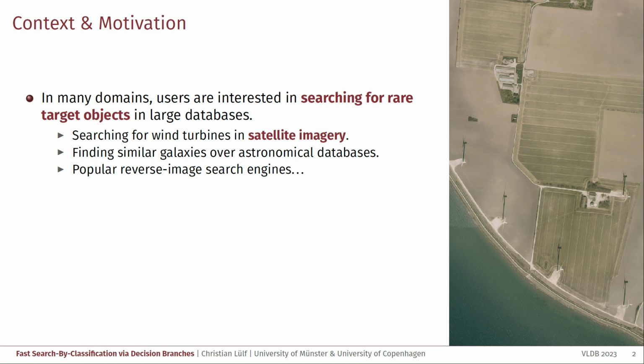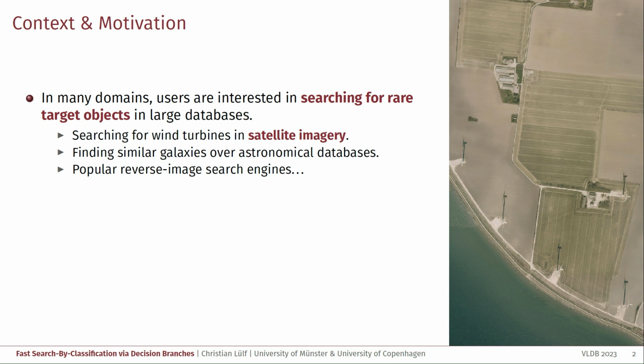Our research paper deals with the problem of search in large databases, which is a well-known problem in many domains where users are faced with large amounts of data and want to find interesting or rare objects of interest. Some real-world examples are, for instance, users who want to find wind turbines in satellite imagery to make an estimate about the produced energy with wind power.